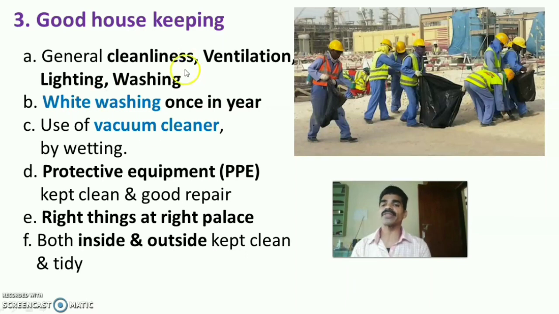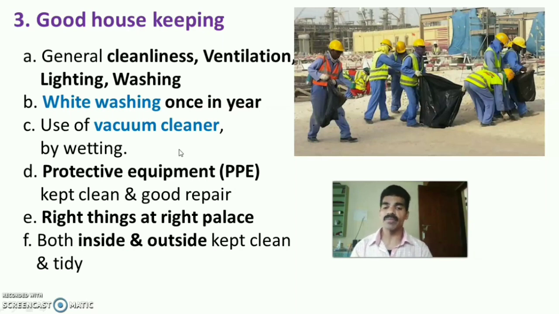First one is maintenance of the general cleanliness, ventilation, lighting, washing, etc. Then whitewashing once in a year. Then use of vacuum cleaner or wetting process to clean the dust and other impurities from the industry. Then keep the protective equipment, PPE, in good working condition. Then all the things should be kept in the right place; that principle has to be followed. Then both inside and outside of the industry or factory should be kept clean and tidy.